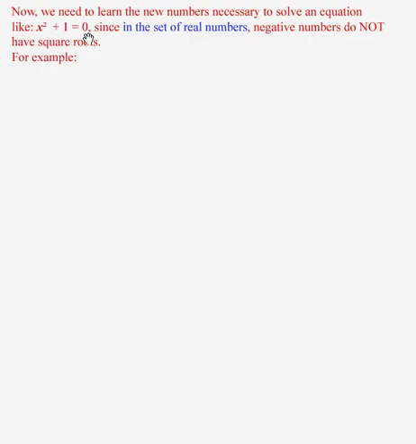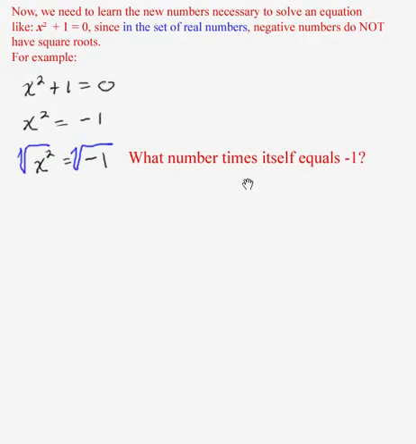x squared plus 1 equals 0. We cannot solve that over the set of real numbers. To solve this equation, we would subtract 1 from both sides. We would take the square root of both sides. And again, taking the square root of negative 1, we ask the question, what number times itself equals negative 1? In the real number system, there is no solution to that equation. What number times itself is negative 1? There is no number times itself in the real number system that equals negative 1.